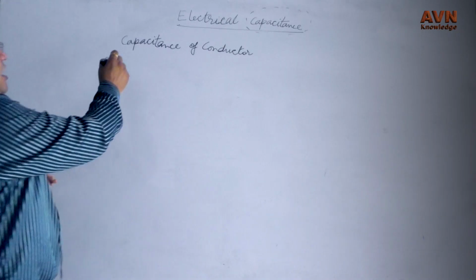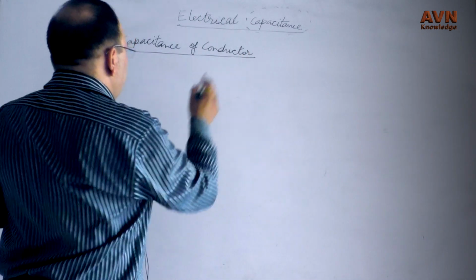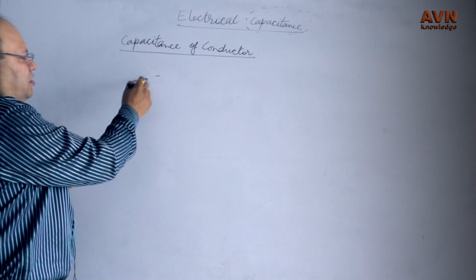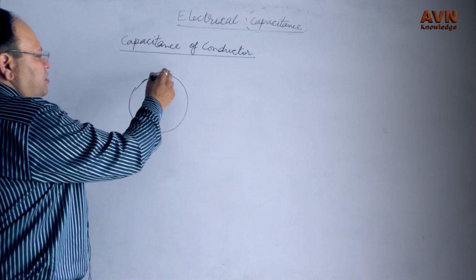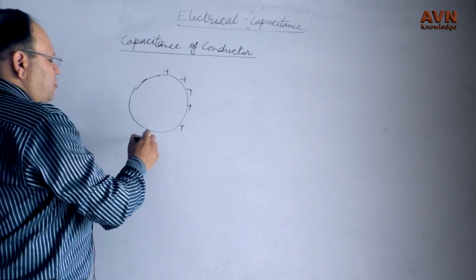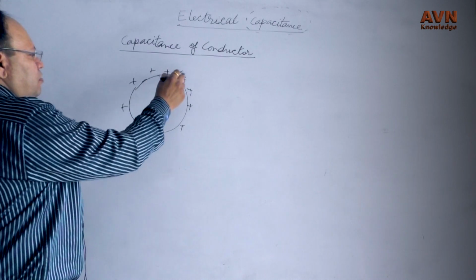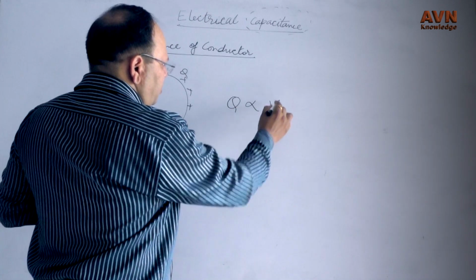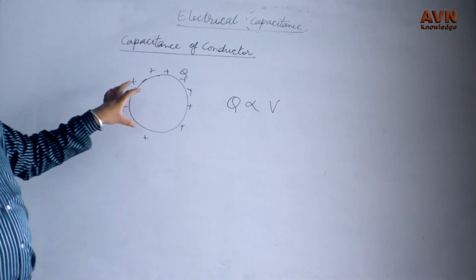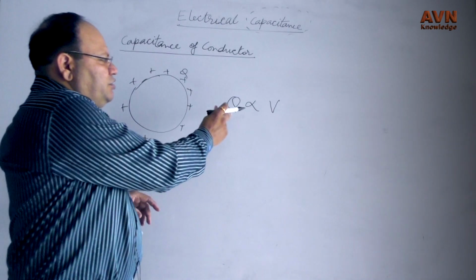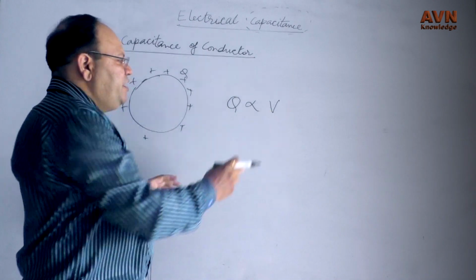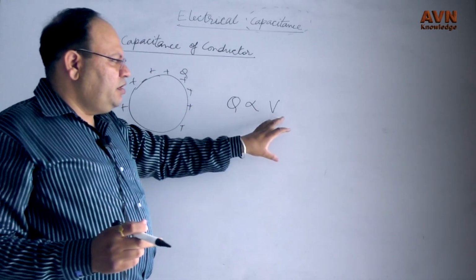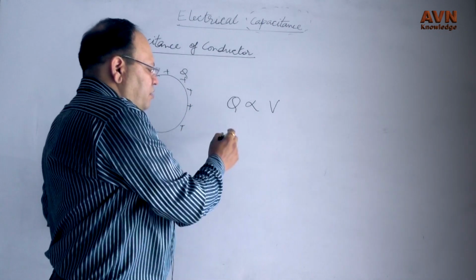Next topic is capacitance of a conductor. It means that when we charge any conductor, it has a charge Q, and Q is proportional to the increase in the potential. When we increase the potential, the charge increases.